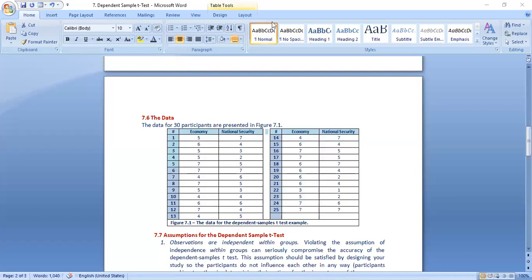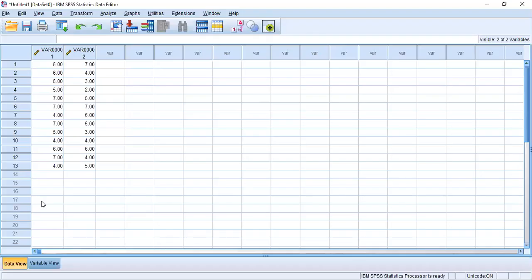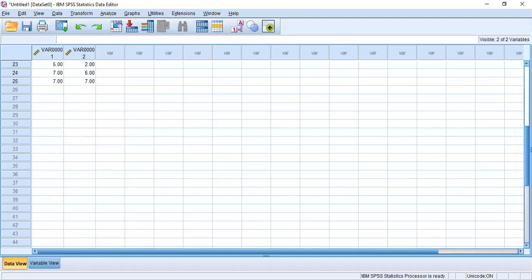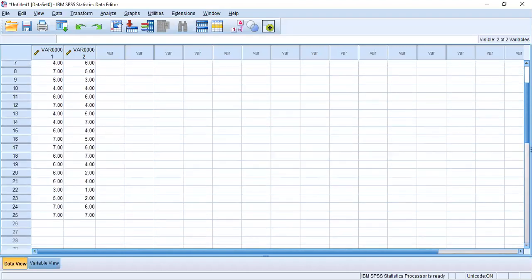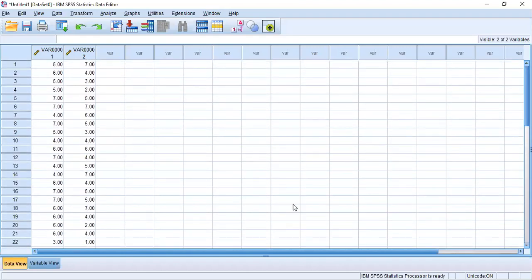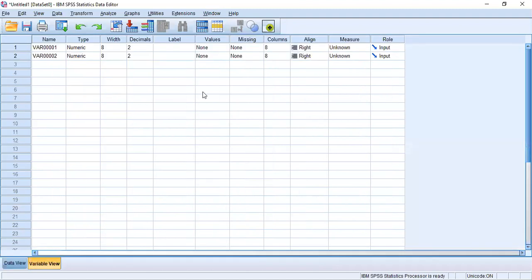So we have the two variables here. We have got data of 25 respondents, and these have been named variable 1 and variable 2. Now we have to name them correctly, and therefore we move to variable view. Variable 1, we all know, is talking about the economy.